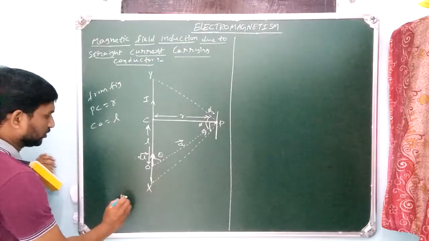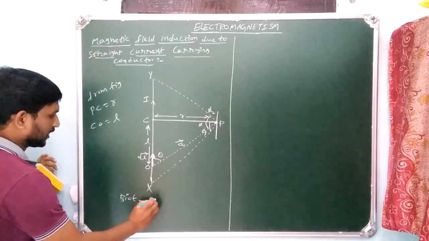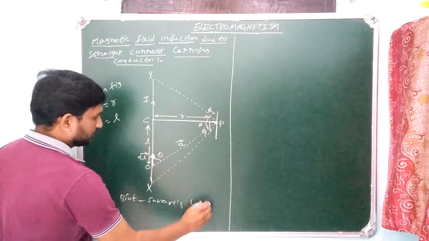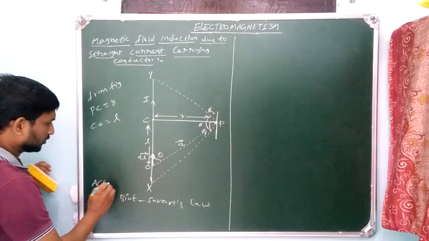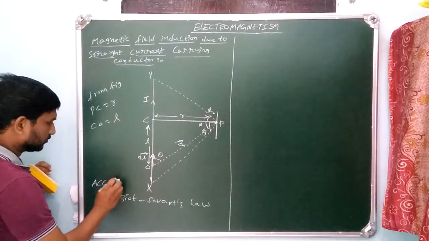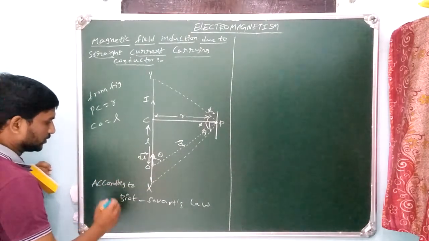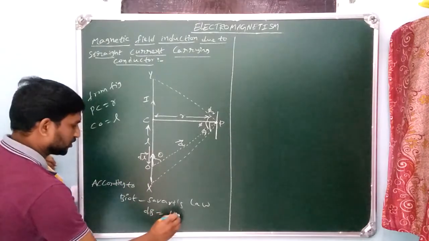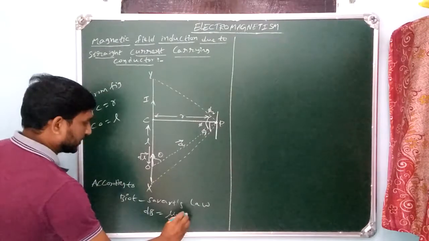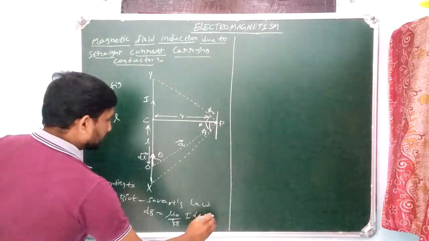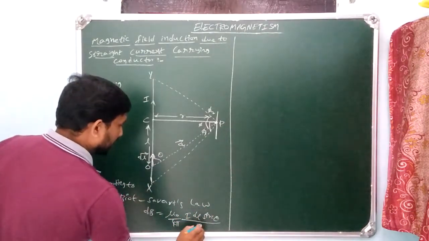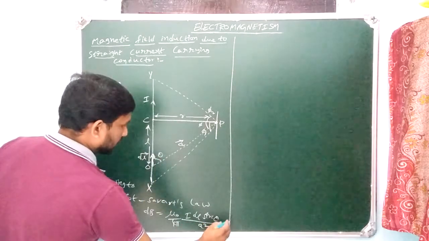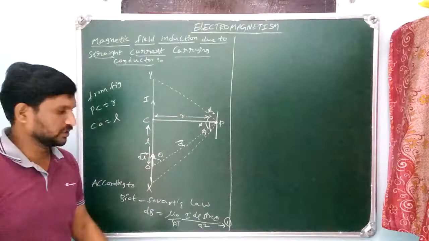Now according to Biot-Savart's law, the magnetic field induction is equal to mu naught by 4 pi into I dl sin theta by a square, where a is the position vector. Let us consider this as the first equation.